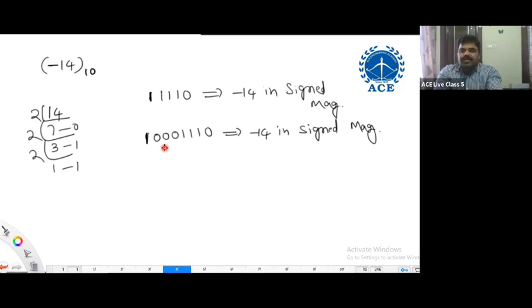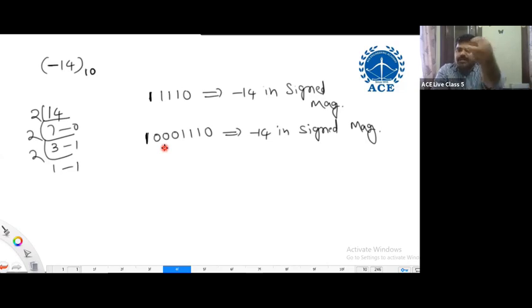Using 5 bits, what is the range? Minus 15 to plus 15. That means 5 bits is sufficient to represent minus 14 in ones complement representation. Be clear about this. Using 4 bits, the range is minus 7 to plus 7 in ones complement representation. Using 5 bits, minus 15 to plus 15. Yes, using 5 bits, it is possible to represent minus 14. Minus 14 is falling in the range of 5 bits.